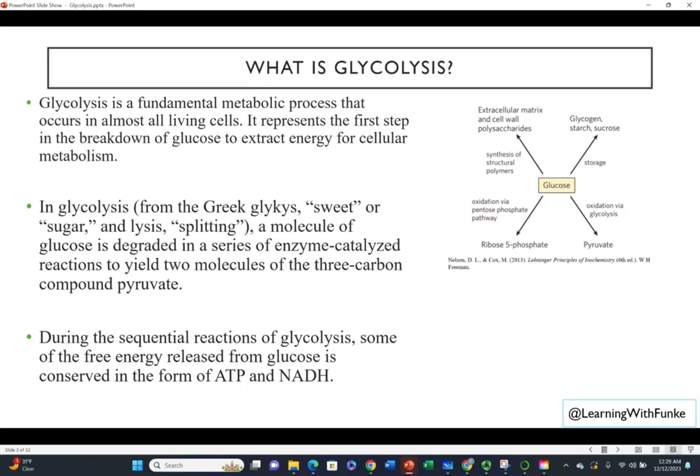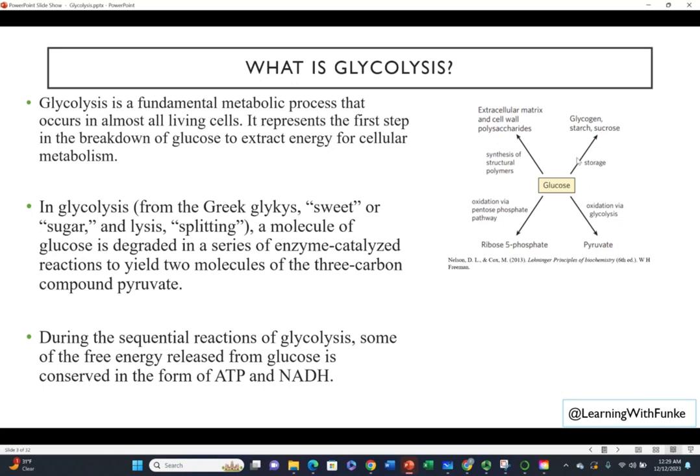And so what we're doing here is we're starting with a molecule of glucose, and in a series of enzyme catalyzed steps, we are breaking glucose down until we finally form pyruvate, which is a 3 carbon compound. And as you know, glucose is a 6 carbon compound. So we start with 1 mole of glucose and we end in 2 moles of pyruvate. During these sequential reactions of glycolysis, some of the free energy that was present in glucose is going to be conserved in the form of ATP and NADH.